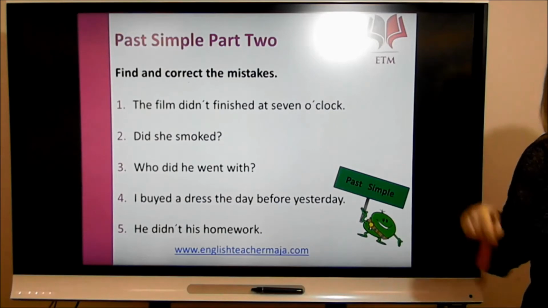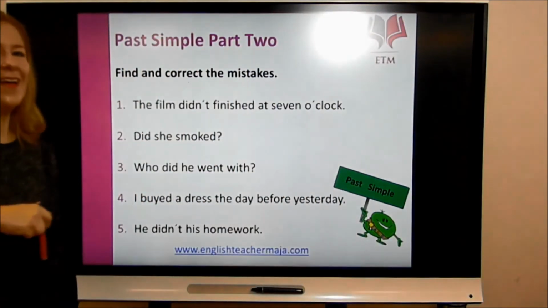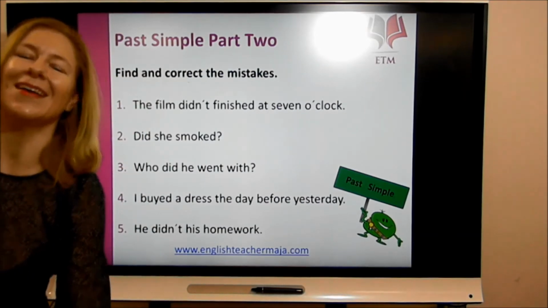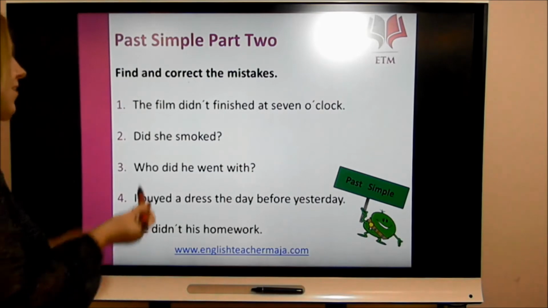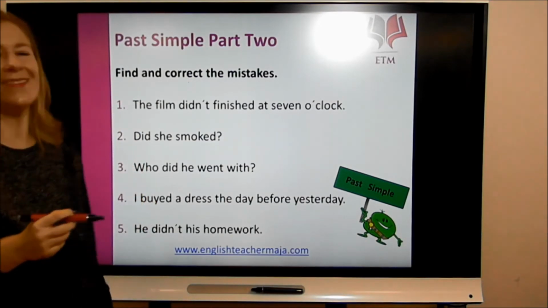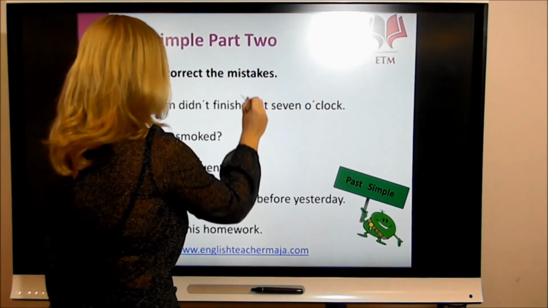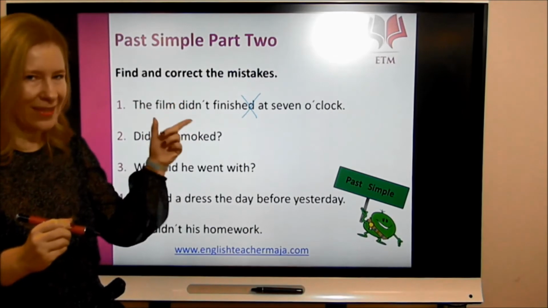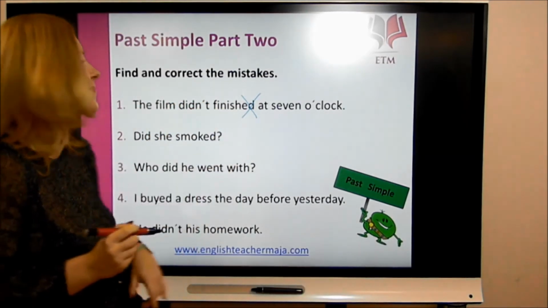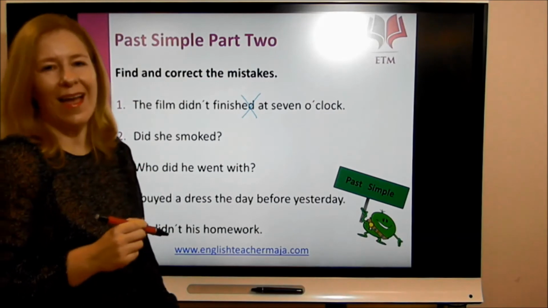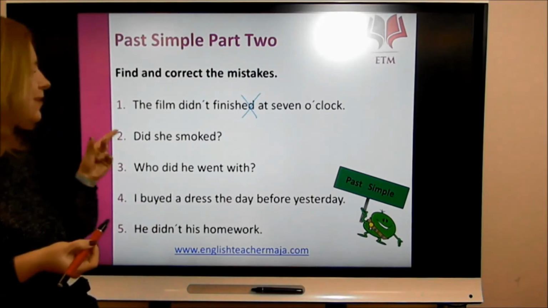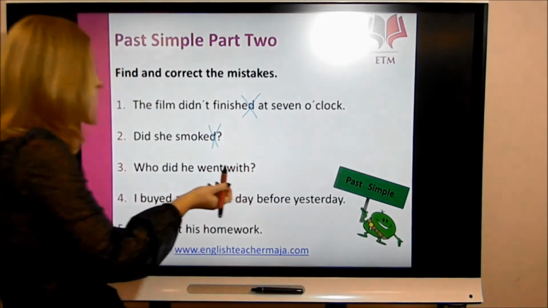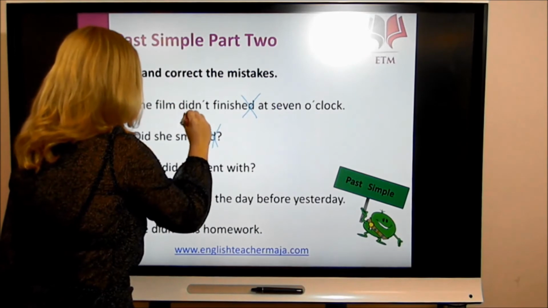Okay, so now I have a very short exercise for you. Okay, so your job is to find and correct 5 mistakes. Okay, so let's do this exercise together. The first one, the film didn't finish at 7 o'clock. Finish is the correct one because after didn't, we need to use the infinitive form. Okay, so no endings. Did she smoke? Okay, so it's a question, so we use did, which is an auxiliary, and we need to use the infinitive. The infinitive is smoke.